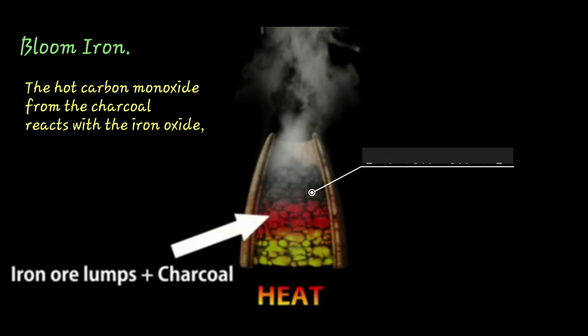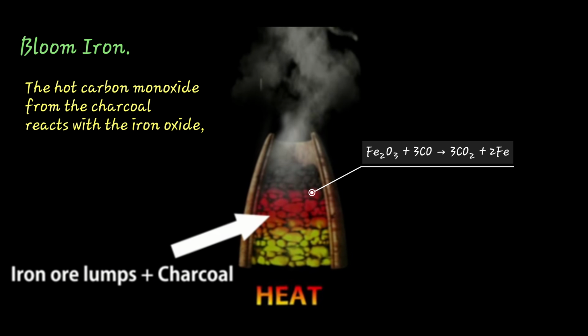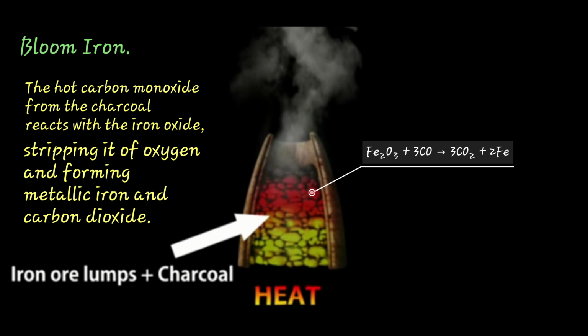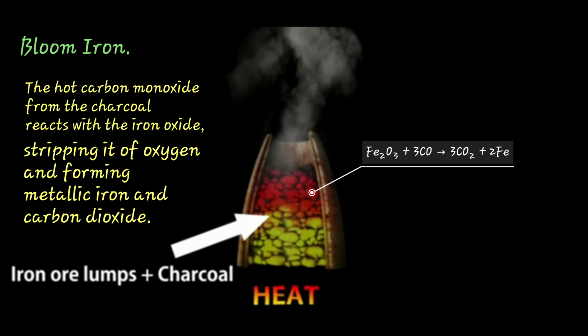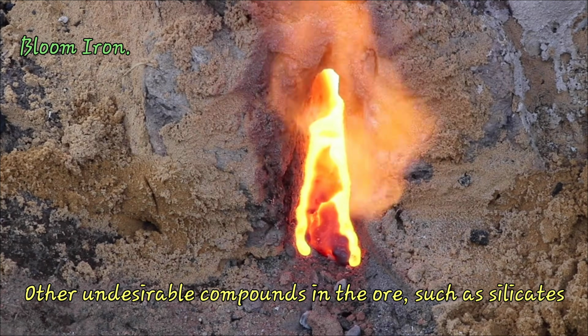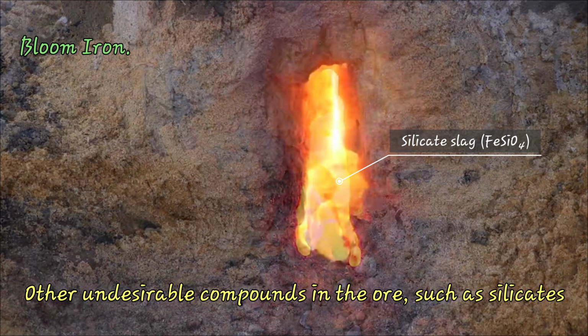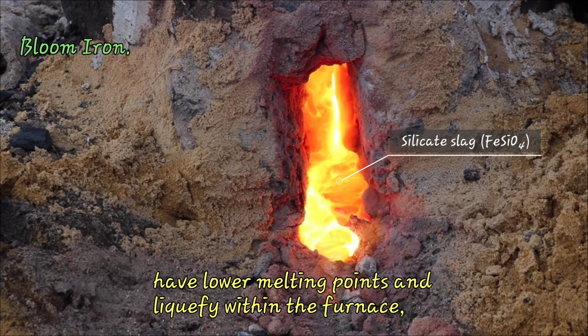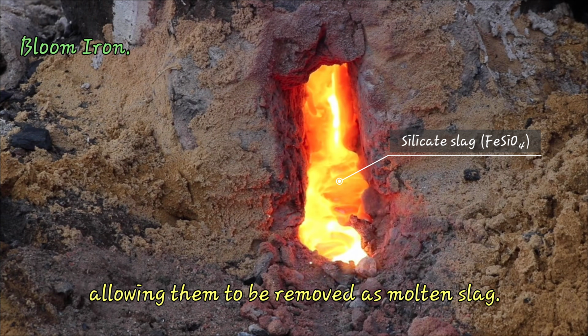The hot carbon monoxide from the charcoal reacts with the iron oxide, stripping it of oxygen and forming metallic iron and carbon dioxide. Other undesirable compounds in the ore, such as silicates, have lower melting points and liquefy within the furnace, allowing them to be removed as molten slag.